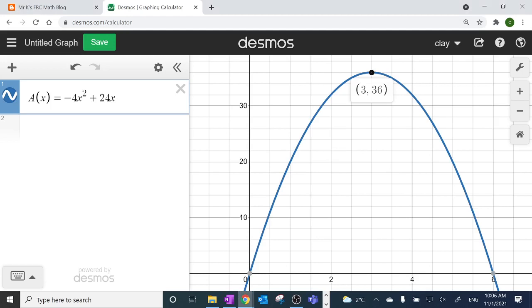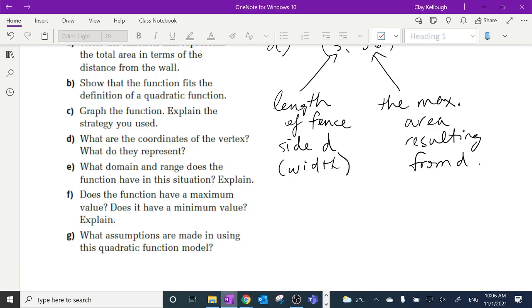It does go on forever past those 2 points, but in the real situation, is it reasonable that D could be a negative number? No. Are you going to build the fence into the wall? I don't think so. So D is going to be bounded by 0 and 6. So I would write that as my domain. So this is me doing domain. My domain, I like interval notation, goes from 0 to 6.